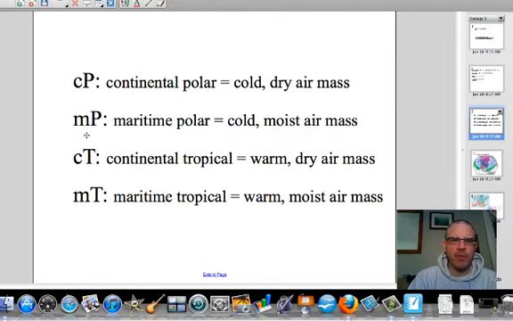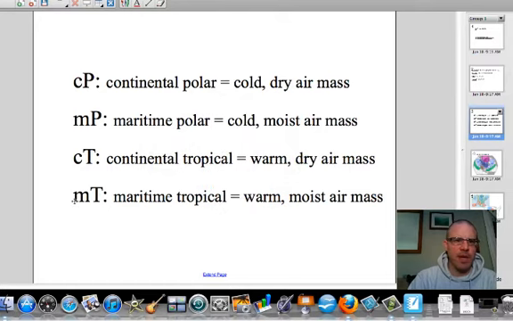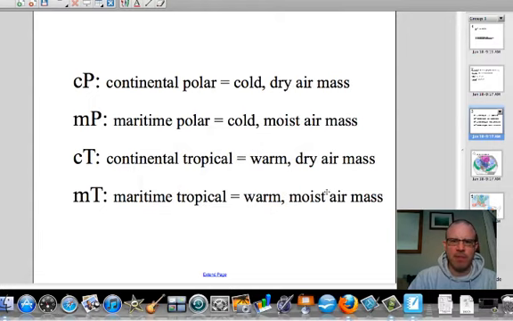Maritime polar: maritime means moist, coming from the ocean, and polar means cold. Continental tropical: continental, again, is dry because we're over the land, and tropical means warm. And then the last one would be maritime tropical. Again, maritime, coming from the ocean, means moist, and tropical means warm.